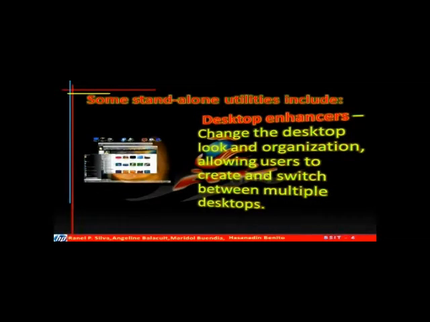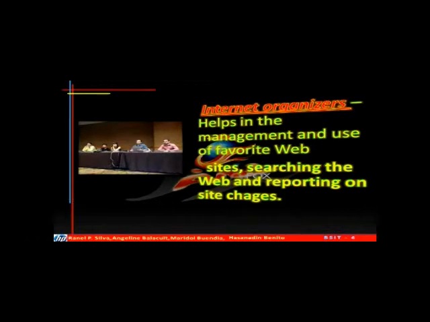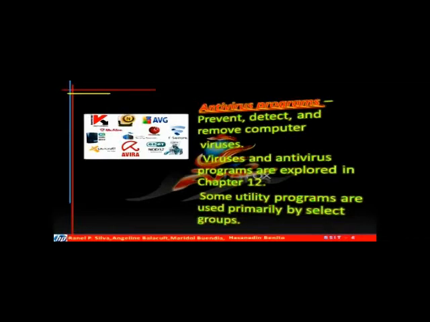Some standalone utilities include desktop enhancers. Desktop enhancers change the desktop icon organization, allowing users to create and switch between multiple desktops. File conversion. File conversion converts from one file format to another so that the file can be used by another program. Internet organizers. Internet organizers help in the management and use of favorite websites, searching the web, and reporting on site changes. Antivirus programs. Antivirus programs prevent, detect, and remove computer viruses.